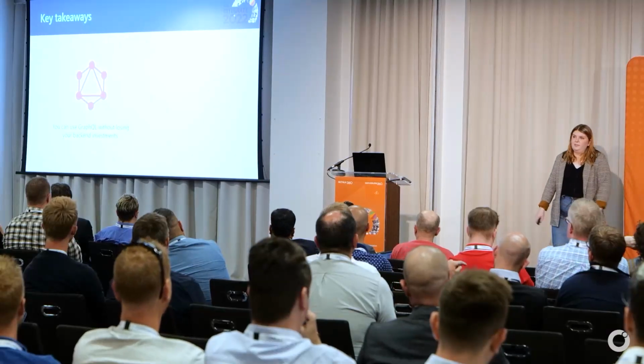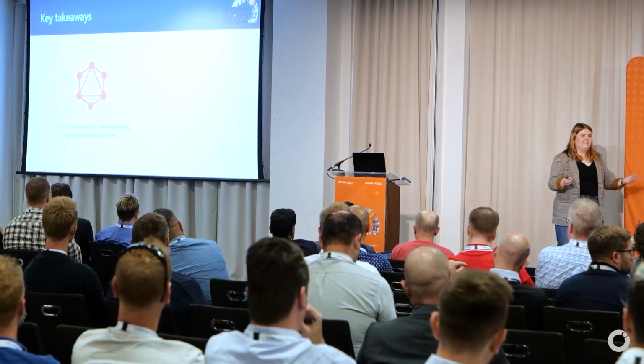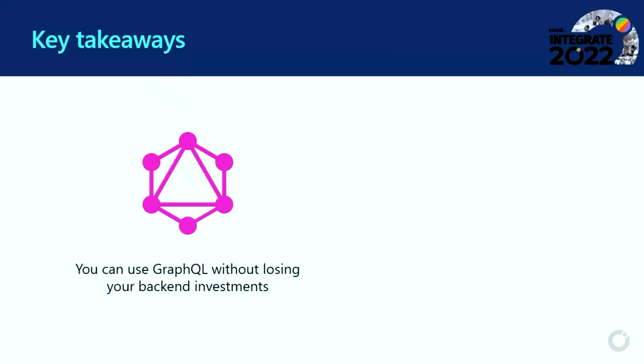So I'm gonna walk through some key takeaways. First one is that you can use GraphQL without losing your backend investments. So you already have these legacy backends, these SOAP and REST APIs. You don't want to completely get rid of them. It's a lot of work gone. You can use them and still move into the future with new API types. So you can use them and still have a single endpoint you can call and make really great modern applications.